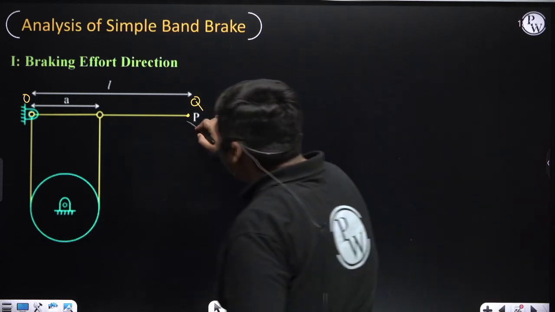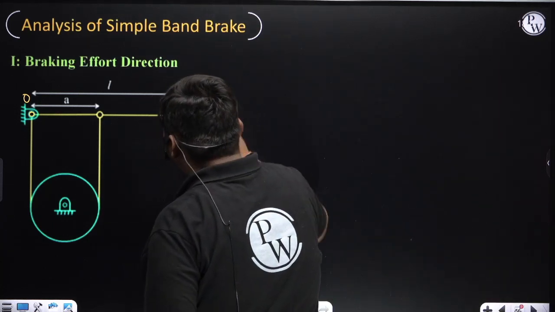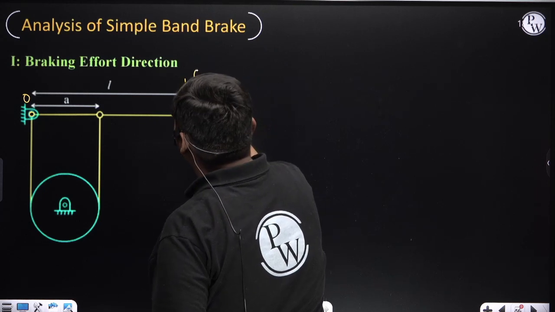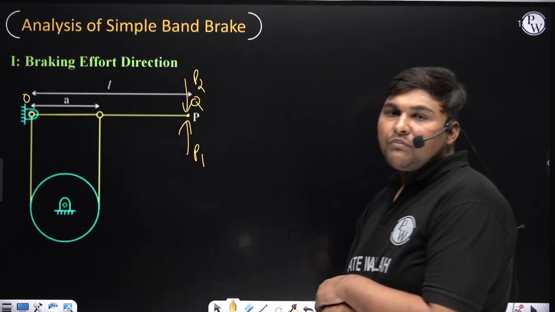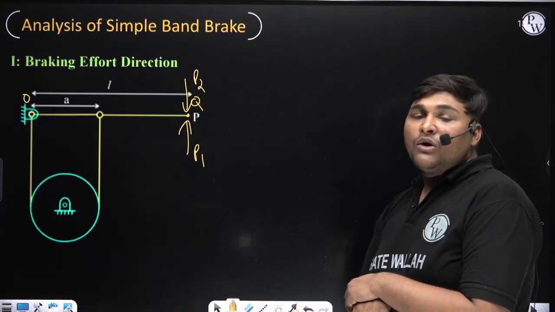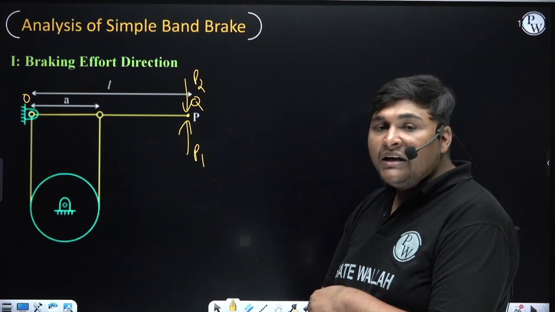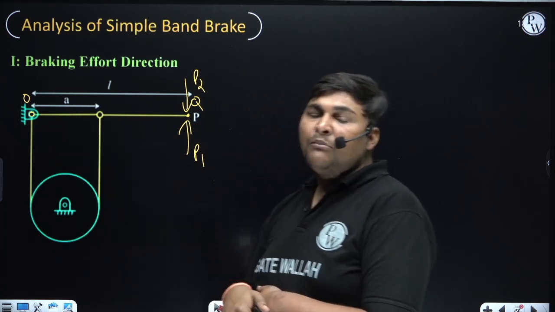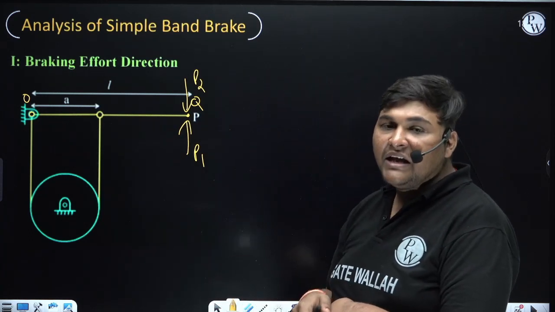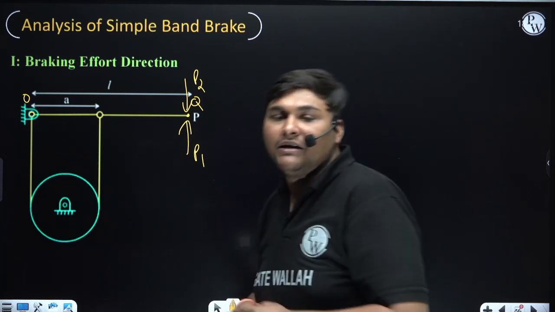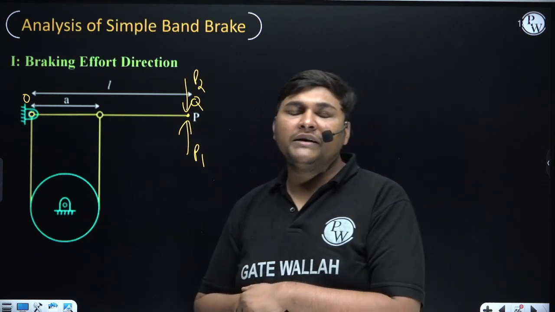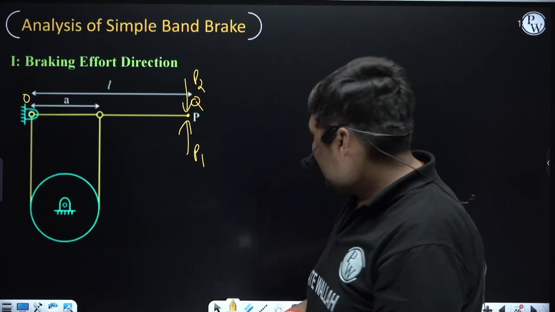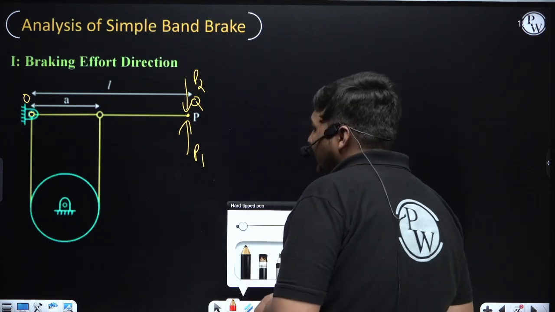Now we will apply braking effort at this location. Should it be in upward direction or downward direction? What should be the direction of braking effort, P1 or P2? How to find? We will take the direction of braking effort such that it ensures this band is in tension. Means the motion of this lever should be such that it is trying to elongate the band, because if it is trying to elongate the band, the band will be in tension. For that, how will you find?